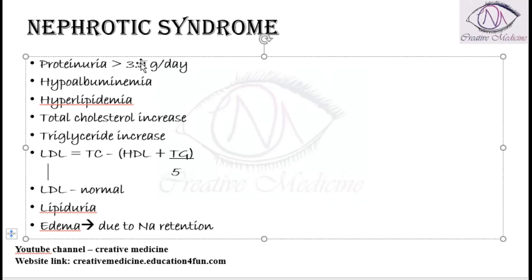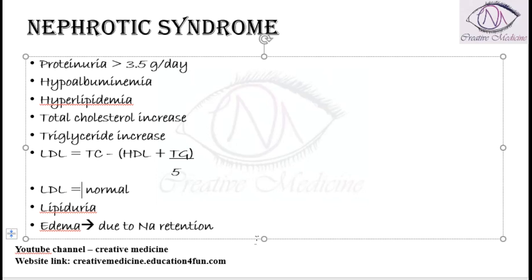Hypoalbuminemia is seen in nephrotic syndrome. Hyperlipidemia is seen, and this lipid will also get excreted in the urine, resulting in lipiduria. Hyperlipidemia includes increased cholesterol and increased triglyceride levels, but LDL levels, that is low density lipoprotein levels, are almost normal.